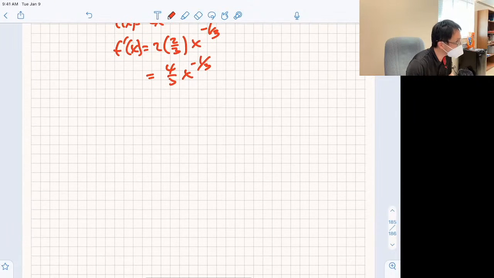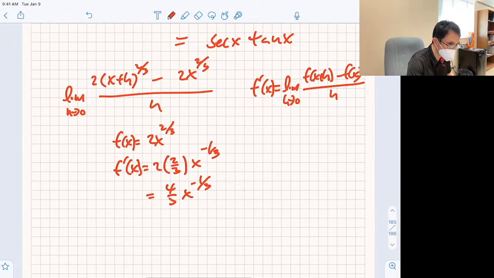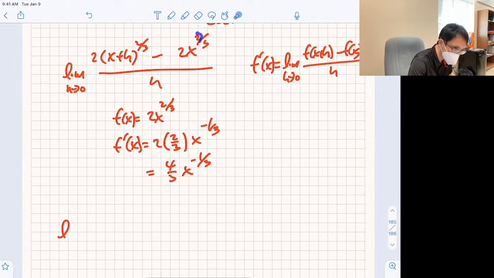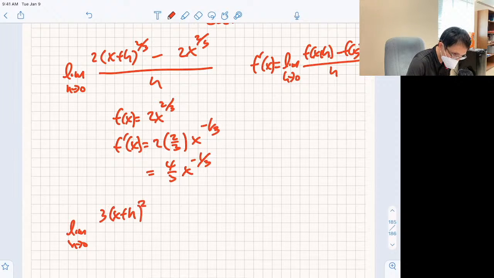Okay. So does that make sense? So why did I say this part lied to you? This part can really lie to you. Don't think about functions like 2x to the 2/3, because I can very easily make something that lies to you, which is the limit as h approaches 0 of 3 times (x plus h) squared minus 4 times (x plus h), and minus 3x squared plus 4x, over h.